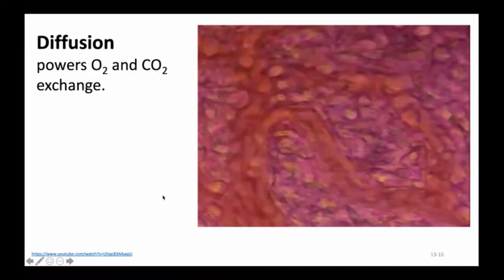This video, I play it in part because it's old. I think it's kind of groovy, but also it really makes the point that this process of diffusion, which is passive transport, which remember is based on concentration gradient. So oxygen is going to move from where there's more of it to where it's less, and the same thing is true with carbon dioxide.